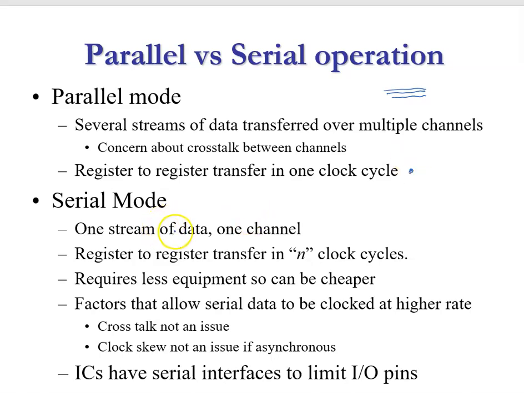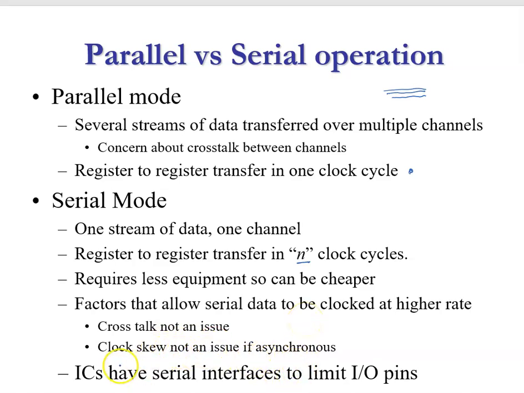Serial mode, we have 1 stream of data or 1 channel, so we don't have the opportunity for crosstalk. For register to register transfers, though, we need n clock cycles, and so it's dependent upon how many bits we have in the register. But it does require less equipment, so it can be cheaper. And we can transfer data serially at a much higher rate, a higher frequency, or more quickly. Partly because crosstalk's not an issue, and partly because typically serial mode is done asynchronously. That's why we gated the clock there. And so clock skew is not an issue.